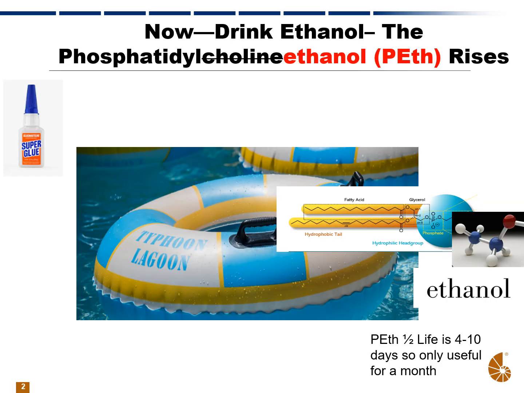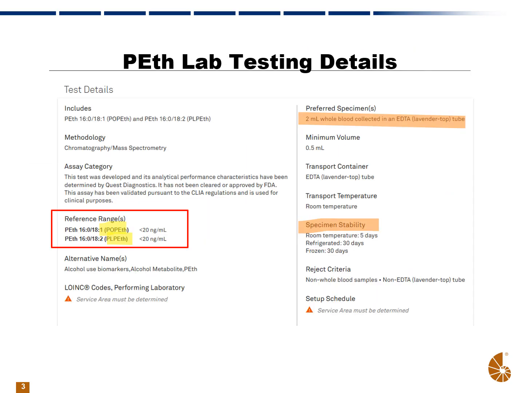So let's get started. In our prior videos, we talked about the red cell membrane, and we're using our Typhoon Lagoon inner tube as if it's a red blood cell. In the membrane, there's a substance called phosphatidylcholine. When you drink ethanol, however, the ethanol attaches to where the choline part of that molecule was and forms phosphatidylethanol, or PEth. And it's useful as an indicator of a person's ethanol intake over the last month. So it could be quite helpful to us as we underwrite life insurance applicants.